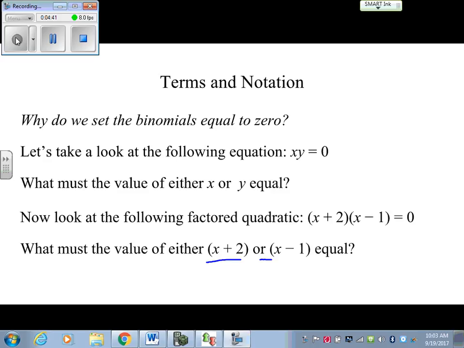Well, right away you could see that what number could we plug in for x that would cancel out a 2 or make it go away? And the answer would be -2. And then here, what value of x could we plug in that would make a -1 go away? And that would be a +1.